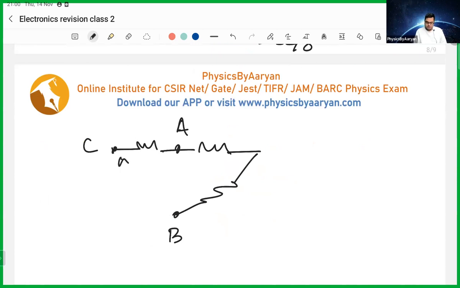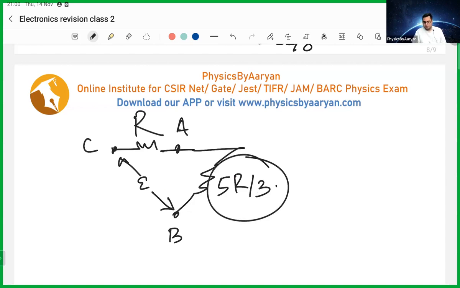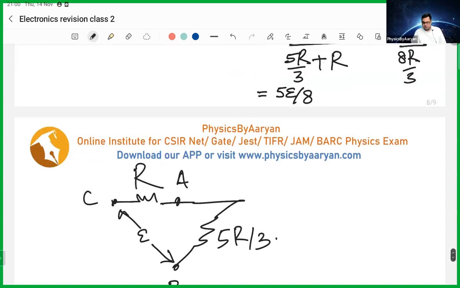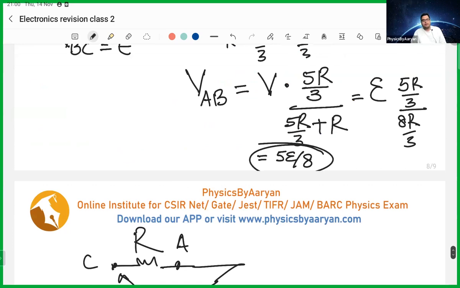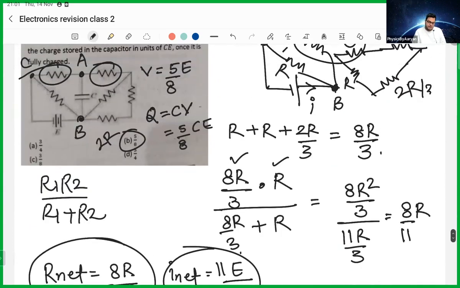The voltage between C and B is E. That is why I know. I want to know the voltage between A and B. If I combine these two, this will be 5R by 3. Now my total voltage is dividing between R and 5R by 3. I need the voltage around 5R by 3. If I use the voltage division rule, I will get the voltage 5E by 8. So the voltage around A and B is 5E by 8.